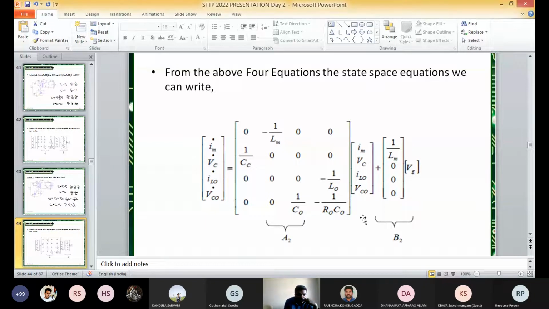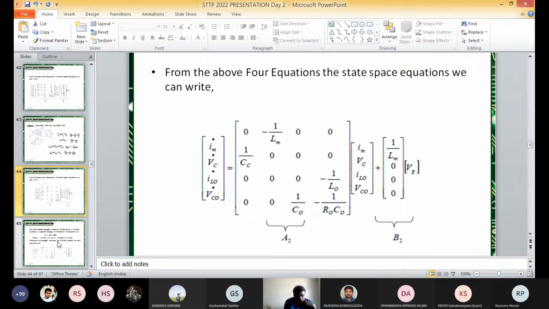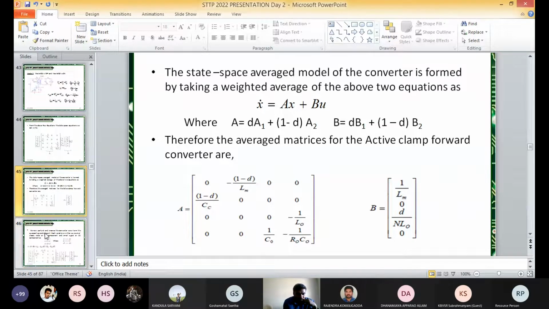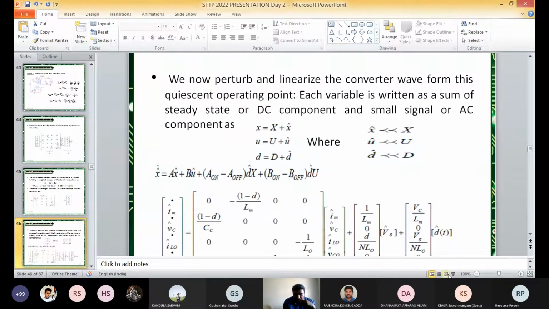So by taking the average over a switching period, d times A1 plus (1 minus d) times A2, and d times B1 plus (1 minus d) times B2, we are getting the A matrix and B matrix like this. And then by taking the small signal variation in all quantities, state variable, input variable, and duty cycle, we are getting the final state model corresponding to the active clamp forward converter.